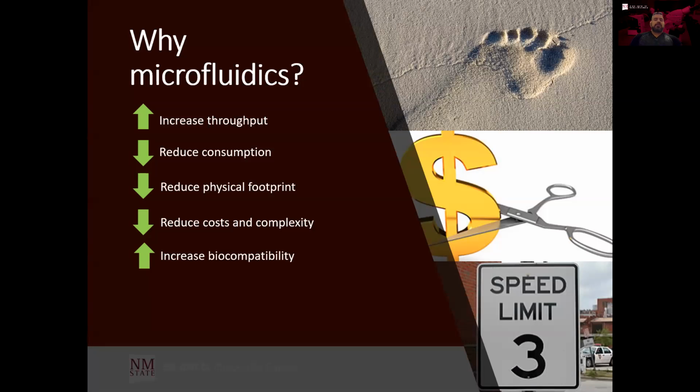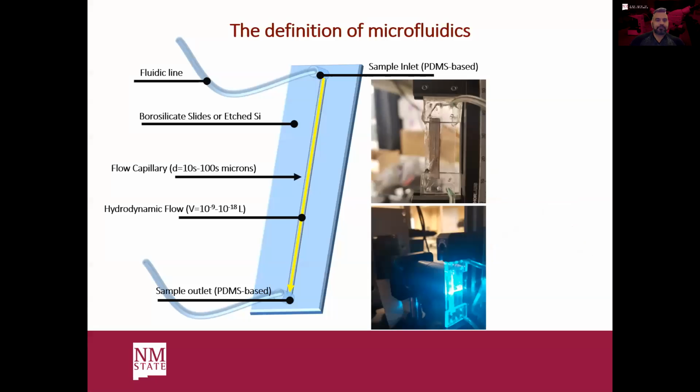Reduced consumption: you're using less of your sample and less material, therefore reducing your costs. Also, with a smaller platform such as microfluidics, you aren't using as many complex optical detectors within its proximity, therefore you reduce the cost and complexity of the system. And most microfluidic devices are composed of polydimethylsiloxane polymers, which have increased biocompatibility compared to other materials out there.